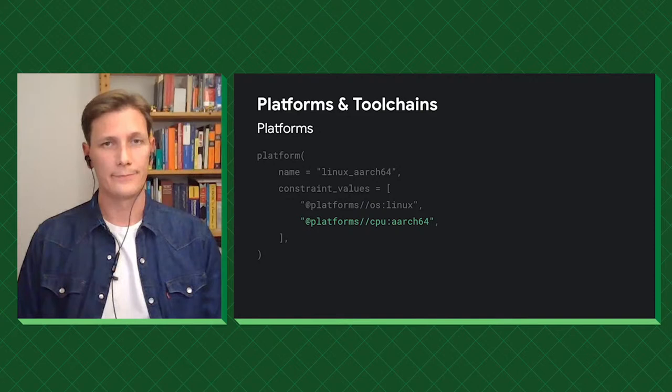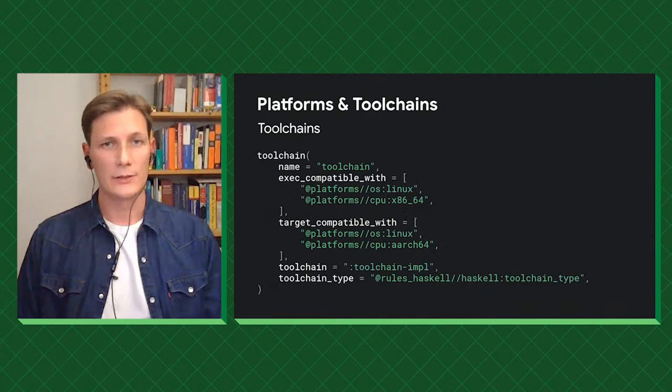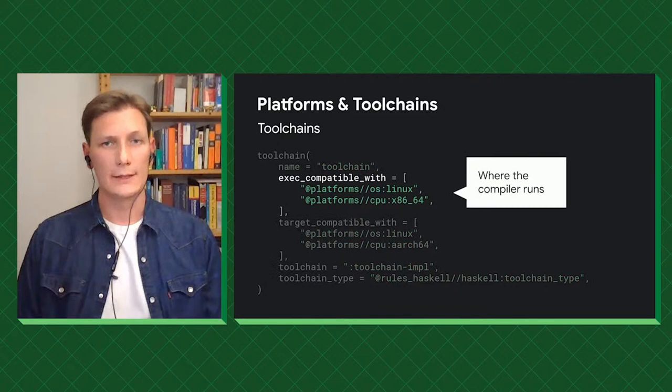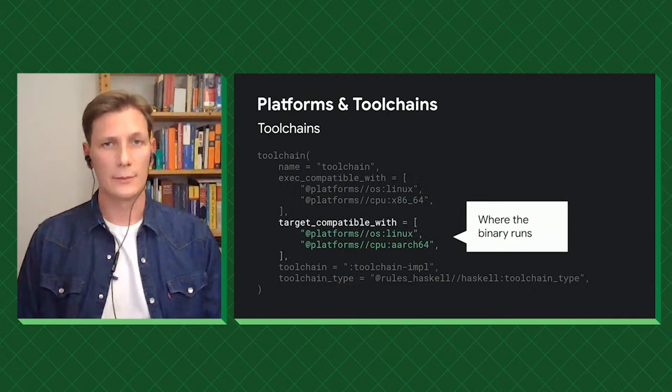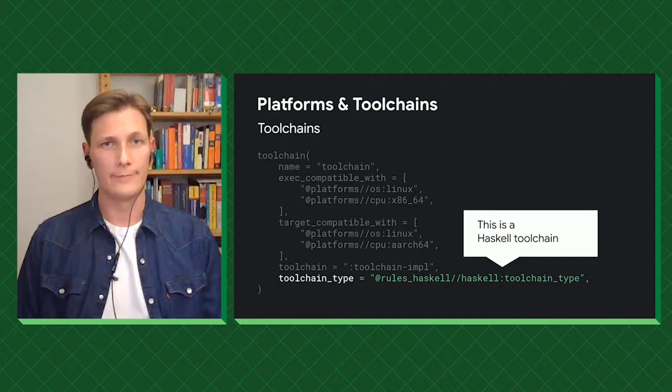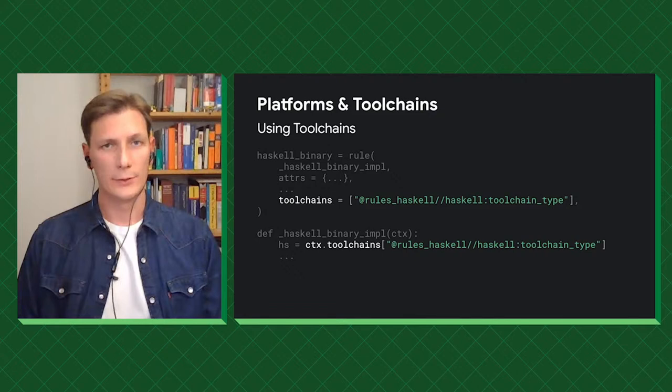Finally, when you define your toolchains, you can declare which constraints a given toolchain is compatible with. The exec compatible with attribute states where the compiler can run, and the target compatible with attribute states where the generated binary can run. The toolchain type declares what kind of toolchain this is, in this case, a Haskell toolchain. To use a toolchain in a rule, you declare a dependency with the toolchains parameter and extract the toolchain out of the context object in the rule implementation using the toolchain type. Bazel will then hand you the toolchain instance that matches the current target and execute platforms.